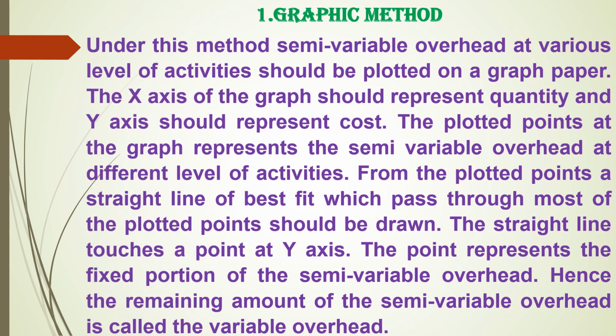1. Graphic method. Under this method, semi-variable overhead at various levels of activities should be plotted on a graph paper. The x-axis of the graph should represent quantity and the y-axis should represent cost. The plotted points on the graph represent the semi-variable overhead at different levels of activities. From the plotted points, a straight line of best fit which passes through most of the plotted points should be drawn. The straight line touches a point at the y-axis. The point represents the fixed portion of the semi-variable overhead. Hence, the remaining amount of the semi-variable overhead is called the variable overhead.